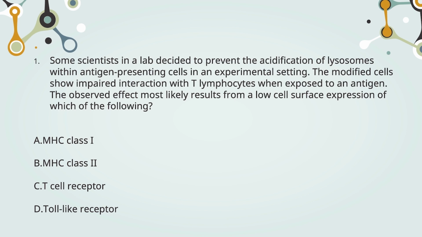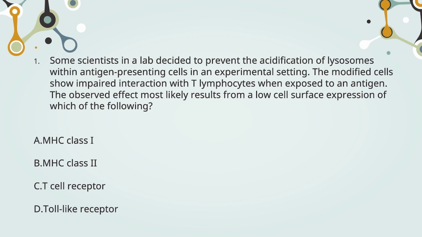Let's look at another question. Some scientists in a lab decided to prevent acidification of lysosomes within antigen-presenting cells in an experimental setting. The modified cells show impaired interaction with T lymphocytes when exposed to an antigen. The observed effect most likely results from a low surface expression of which of the following molecule? Is it MHC class 1 or MHC class 2, T cell receptors, or toll-like receptor?